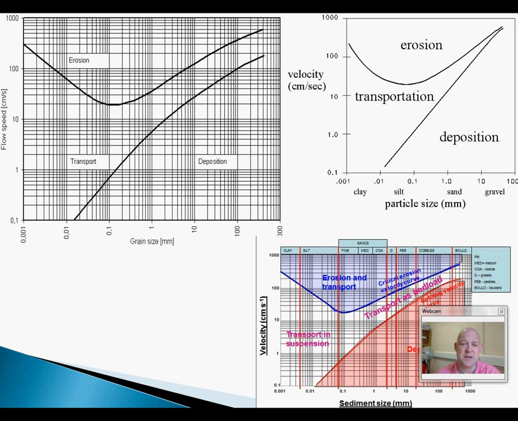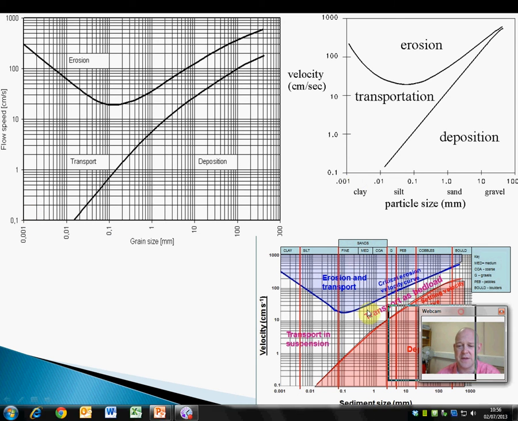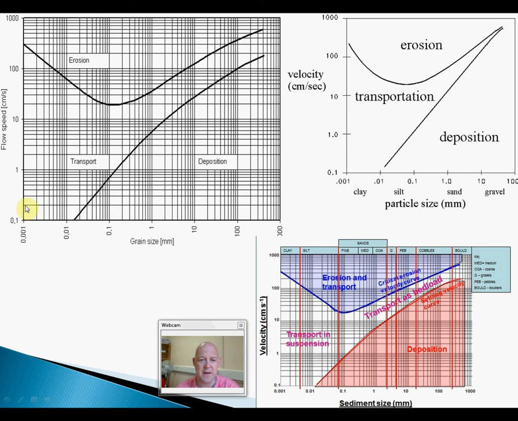So here it is. This is Hjulstrom's curve. Three different variations all have similarities. Notice we have a vertical axis of flow speed, usually in centimeters per second. It's common to all three, and I won't dot around too much because I know how annoying that is. It has a horizontal scale of grain size, usually in millimeters.